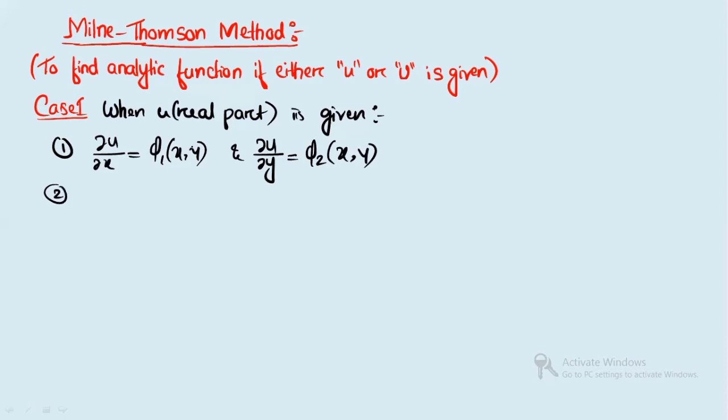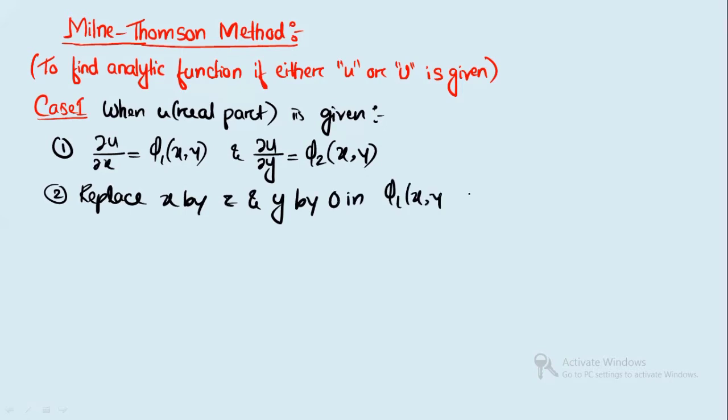Second step, you will replace x by z and y by 0. So what you will write here: replace x by z and y by 0 in phi 1 of x comma y and phi 2 of x comma y. Here in phi 1 and phi 2, x you will replace by z and y you will replace by 0. And the last step is what?